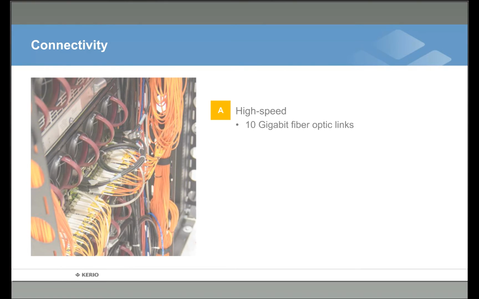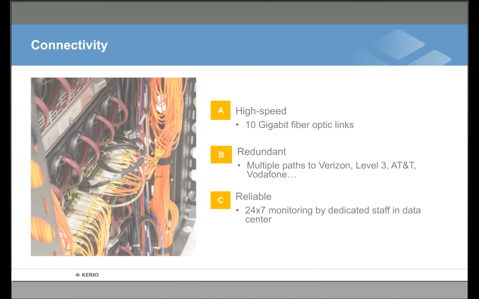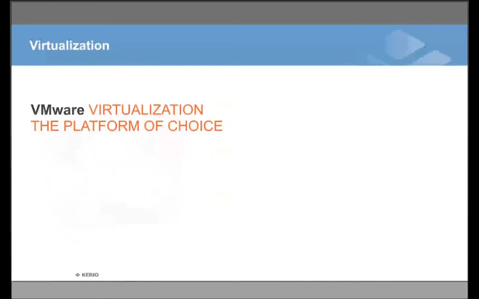Let's talk a little bit about connectivity to the data centers. Both data centers have high-speed 10 gigabit fiber optic links. Both are extremely redundant, with multiple paths to several different providers: Verizon, Level 3, AT&T, Vodafone. And of course, they're super reliable. We have 24/7 monitoring by dedicated staff in both data centers, and we take an extremely proactive approach in making sure everything's up and running as smoothly as possible.